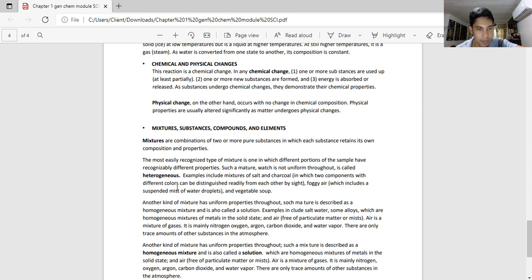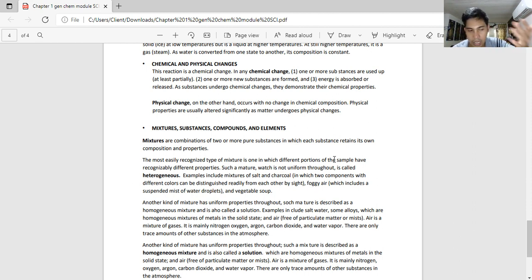For your mixture, they are a combination of two or more substances in which each substance retains its own composition and properties. The most easily recognized type of mixture is one where different portions of the sample have different properties. You have your solid and liquid, for example. Such a mixture, what is not uniform throughout, is what you call your heterogeneous mixture, because they are not uniform.